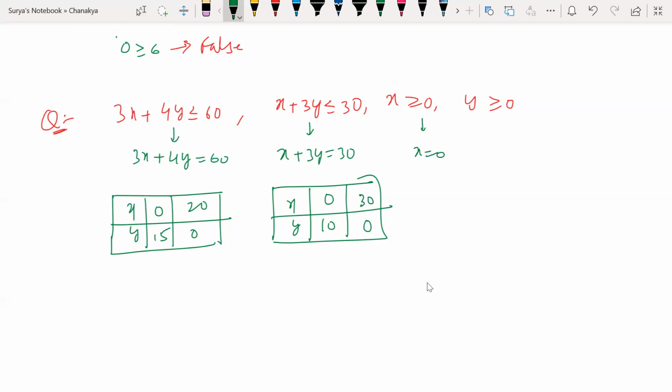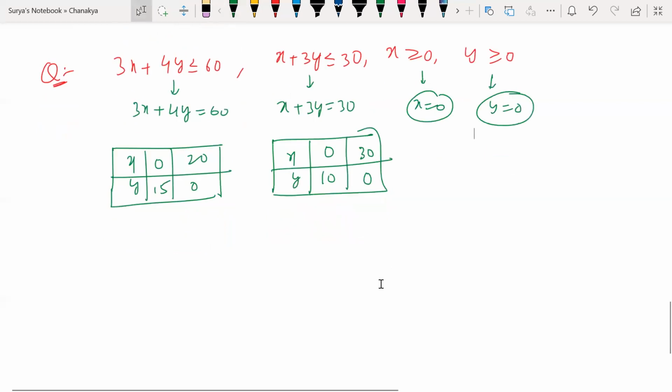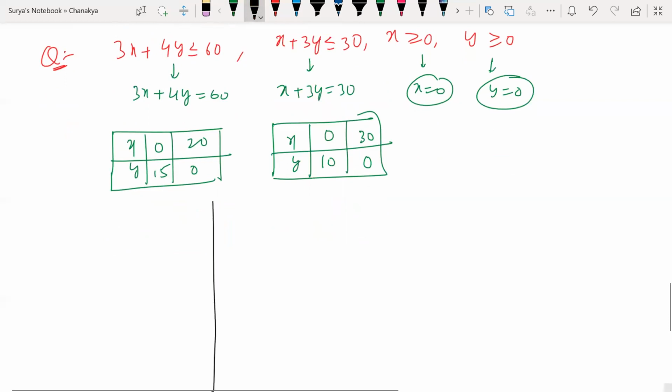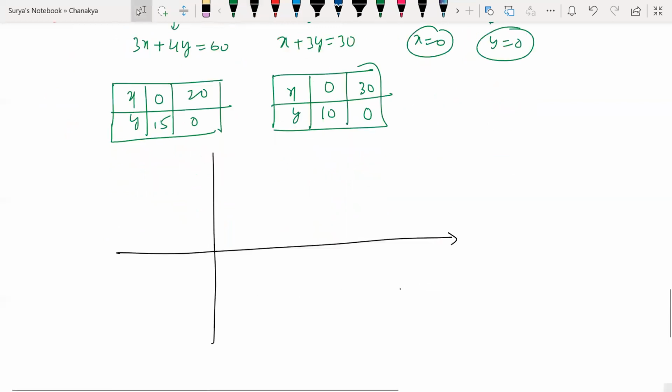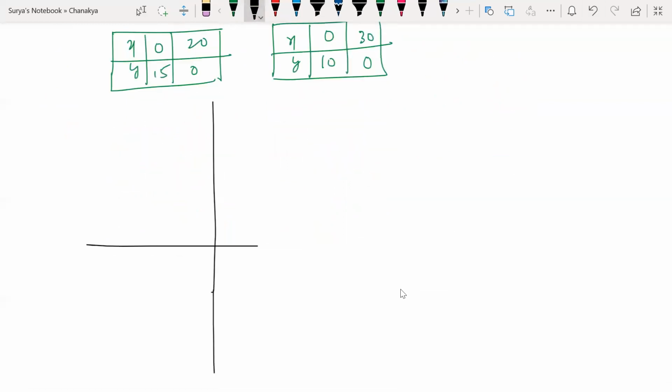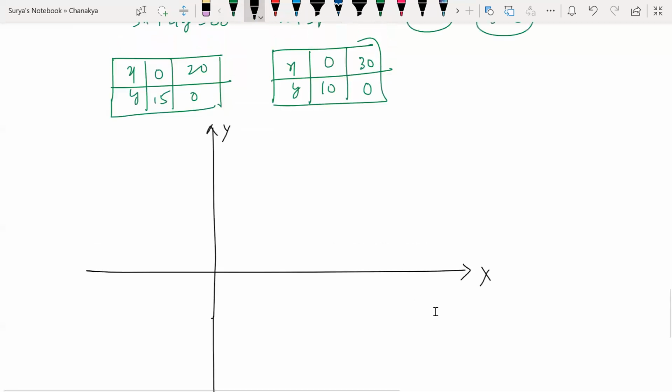For x is equal to 0 and y is equal to 0, we can draw directly. Perfect. So what I do here is now I just simply draw the diagram, I mean the x and y axis. Look at this. We will take 1 second. X axis, y axis. Clear? So 0 comma 15 here. This is my 0 comma 0. In fact, 0 comma 15.